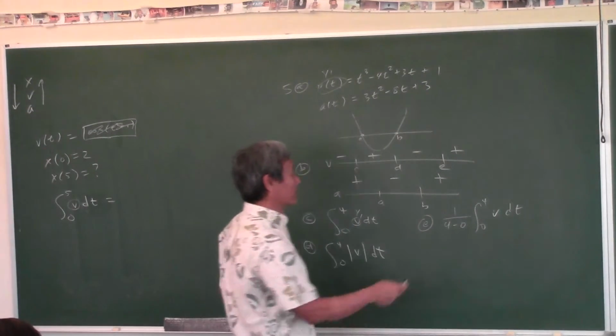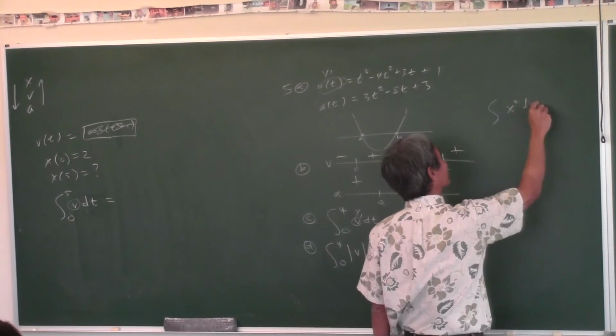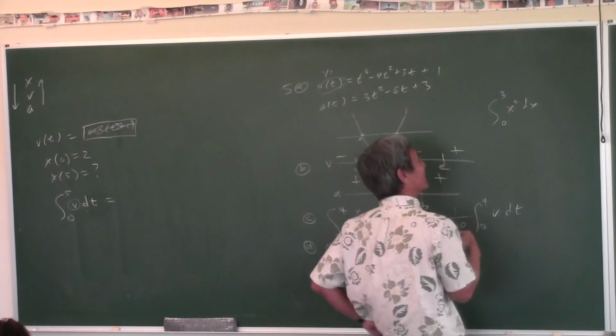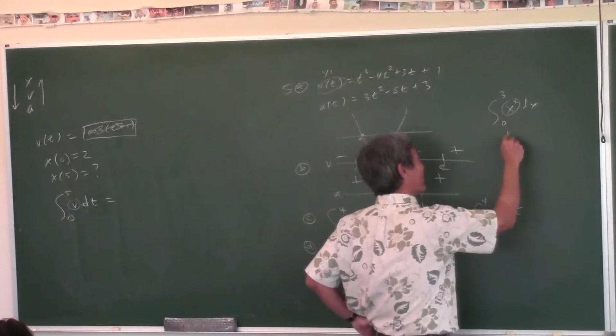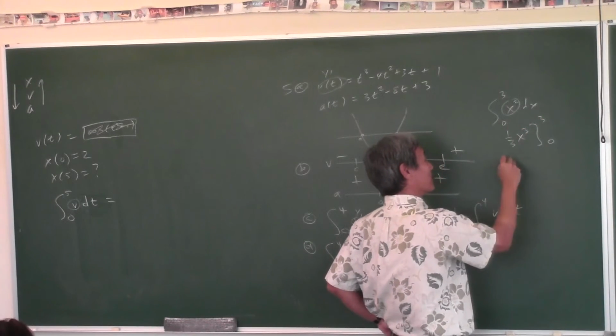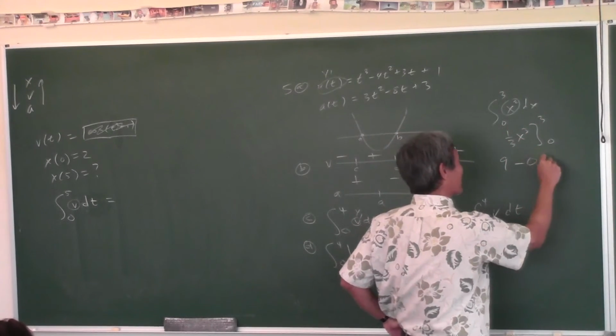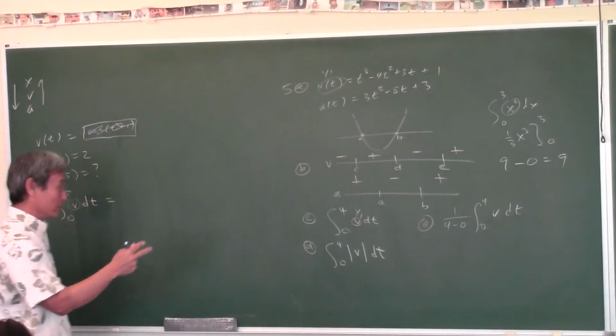Okay, let's go back and review. Look. How do you compute the integral of x squared dx from 0 to 3? Plug in the 3? No, first you take the antiderivative of that, 1/3 x cubed, and then you plug in the top number, you plug in the bottom number, and subtract, right? That's the fundamental theorem of calculus part 2.